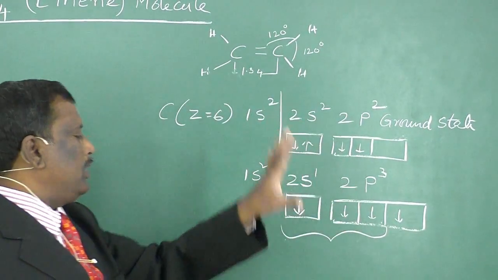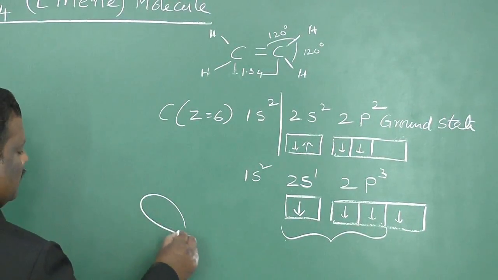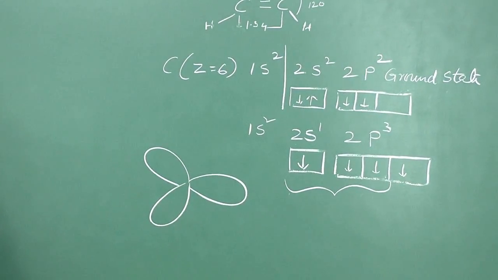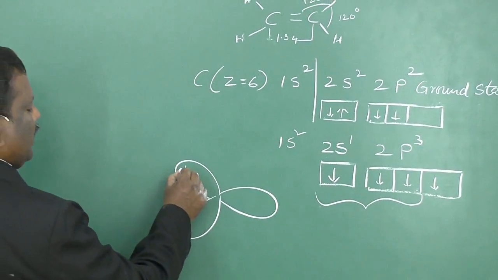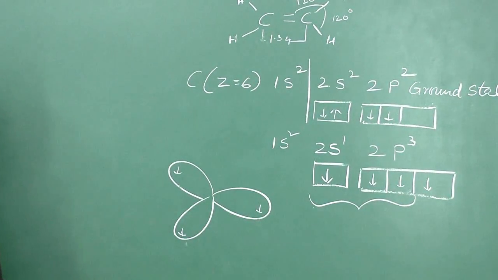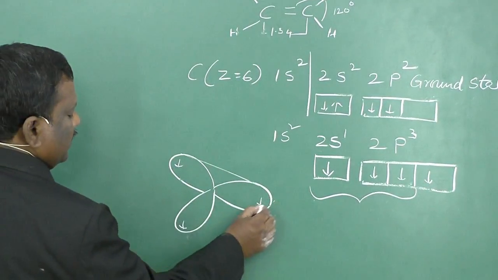So when this carbon is involved in sp2 hybridization, what happens? 3 sp2 hybrid orbitals will be formed. Now 3 valence electrons of carbon will enter here. What about the 4th electron and 4th orbital? Because they are in one plane. They are in one plane.